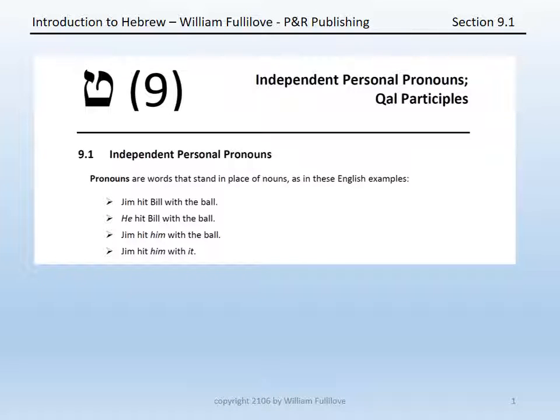Chapter 9 addresses two topics. First, what are called the independent personal pronouns, and second, participles. A pronoun is a word that stands in place of a noun.